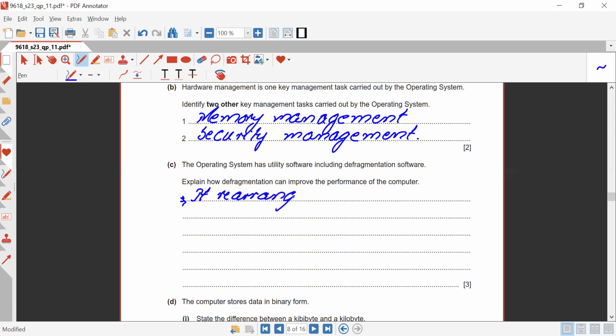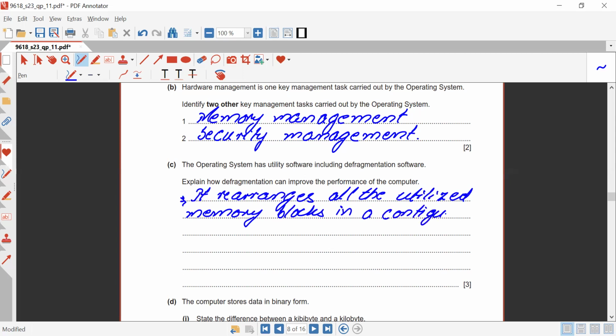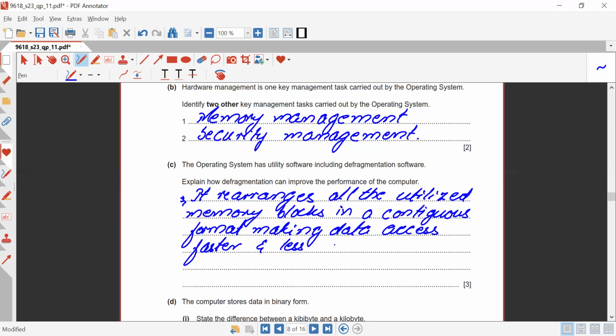It rearranges all the utilized memory blocks in a contiguous format, making data access faster and less movement of head is needed. So you could write it down in this particular manner for this answer.